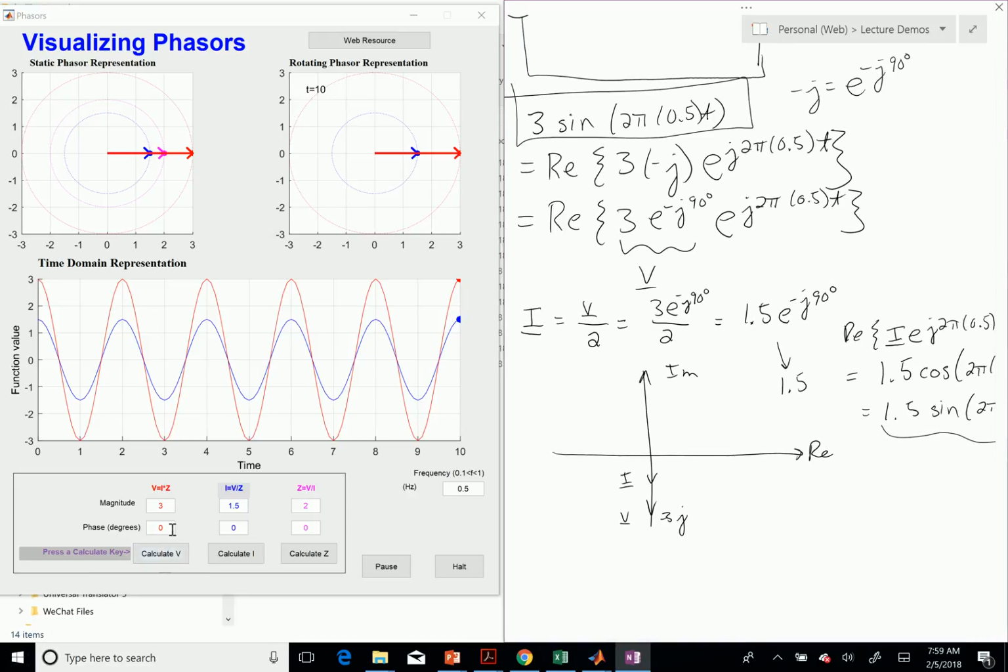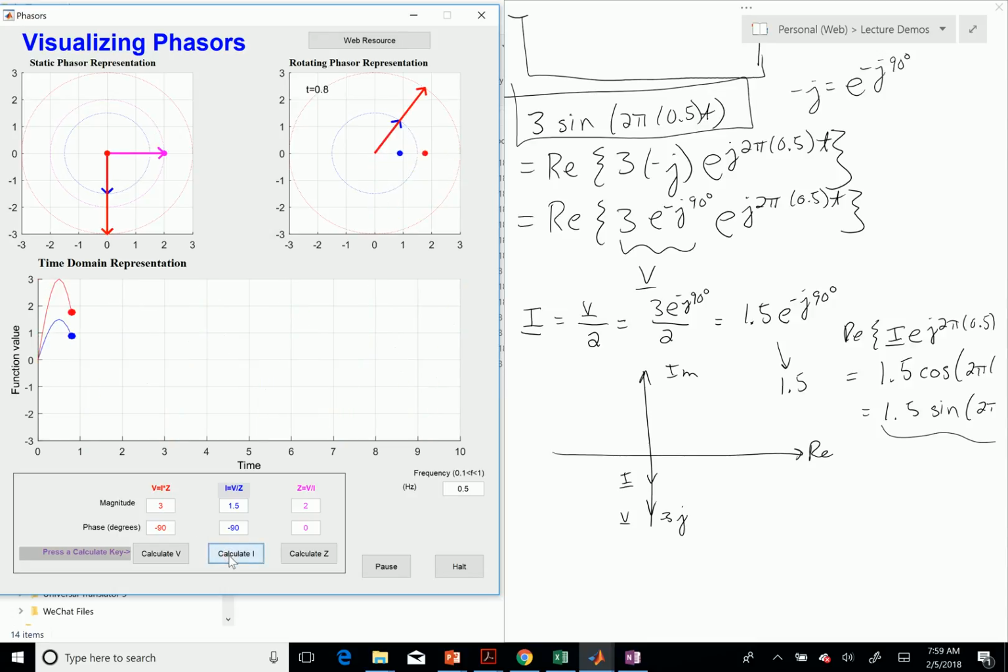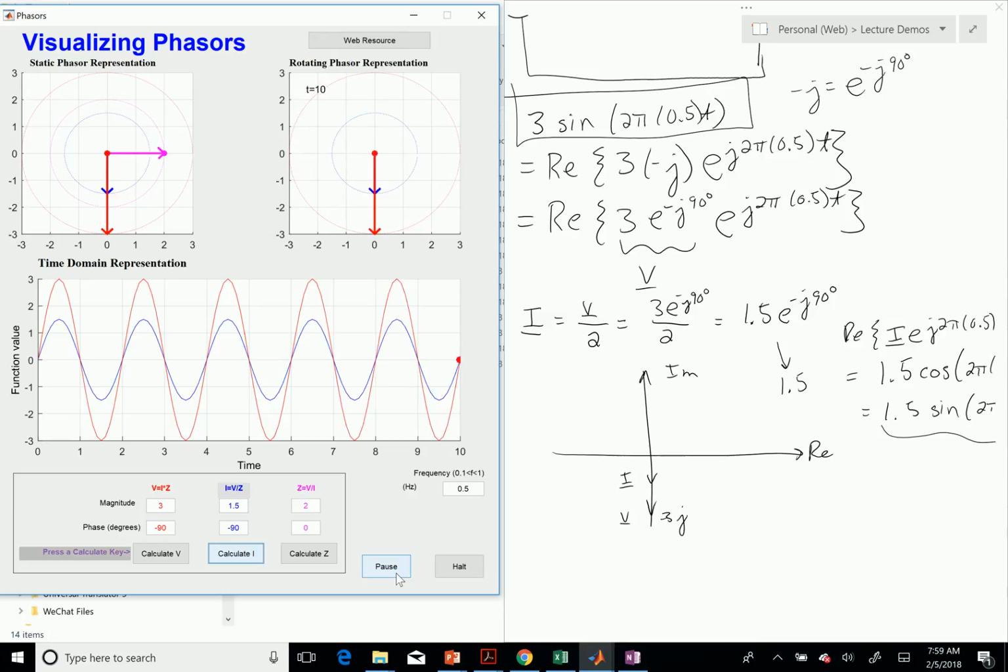So the way I'm going to do that is I'm going to say that my phasor has a magnitude of 3, angle of minus 90, and now I'm going to calculate I. So I'm going to let that run. Notice that the vectors keep rotating. Let me let that run all the way through.